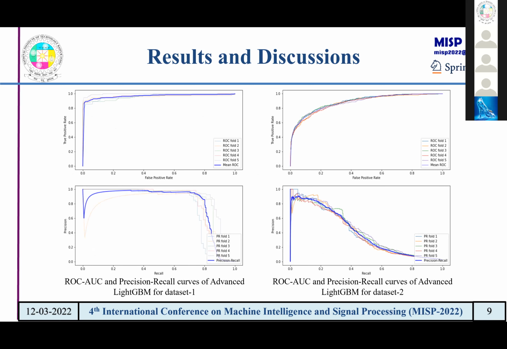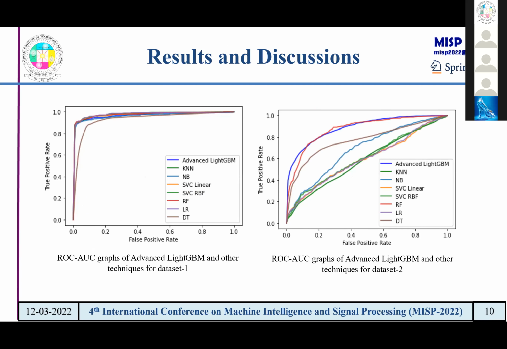It is observed that when compared to the other classical algorithms, the accuracy of advanced LightGBM was 99.92% for dataset 1 and 97.59% for dataset 2, which is higher than the other algorithms. And even the ROC, AUC graphs of advanced LightGBM were better than the other classical algorithms.